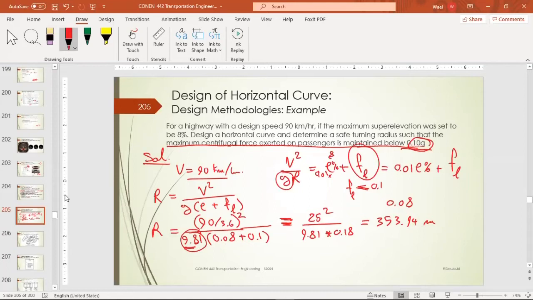350. Why did you round it down? Because we want it less than 0.1 G, the F. Okay, if you round it down, let's go with your suggestion and see how the F will go up. So we round it up. 355. Actually, I will go for 360.